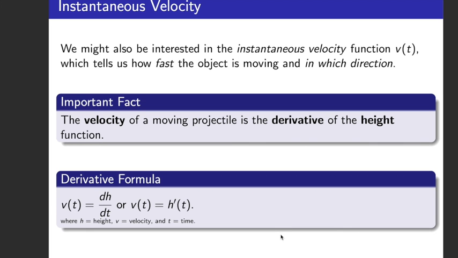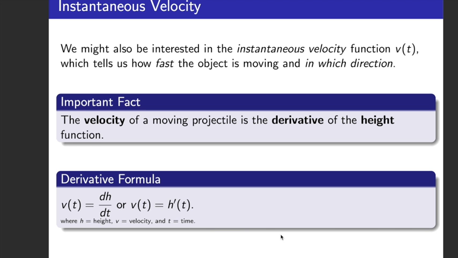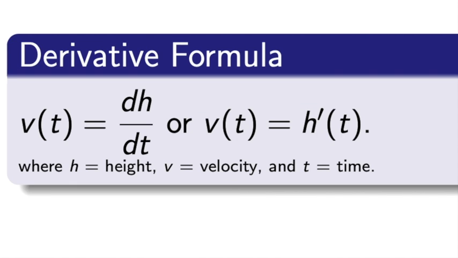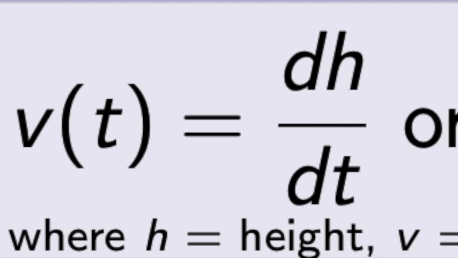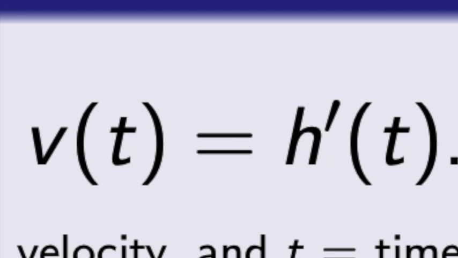We might also be interested in the instantaneous velocity v of t, which tells us how fast the object is moving and in which direction. The velocity of a moving projectile is the derivative of the height function. In Leibniz notation, we would write this as v of t is equal to dh dt. In prime notation, we would write this as v of t is equal to h prime of t.